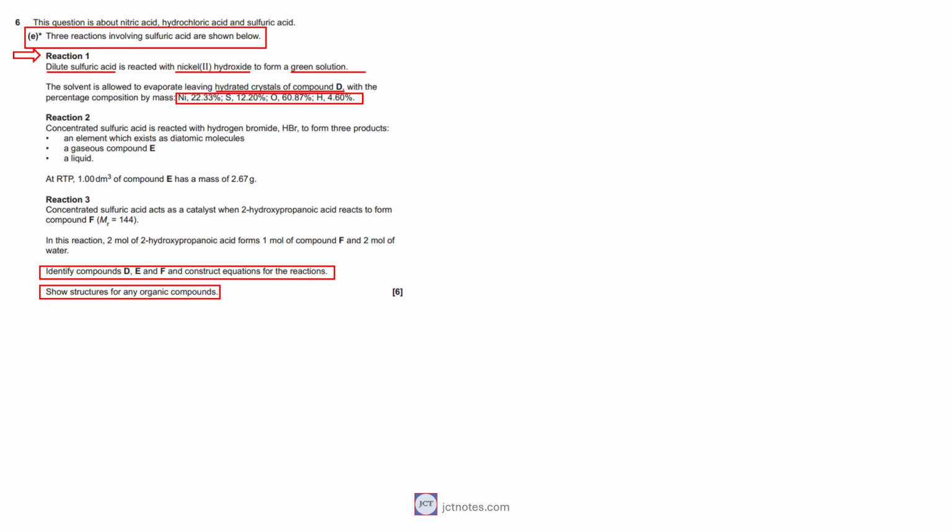As the nickel hydroxide is a base and the sulfuric acid is an acid, we can expect an acid-base reaction to form salt and water. A reasonable prediction is that the salt formed is nickel(II) sulfate, since the metal ion comes from nickel hydroxide and the sulfate ion comes from sulfuric acid. We need to account for some hydration water because the salt is hydrated.